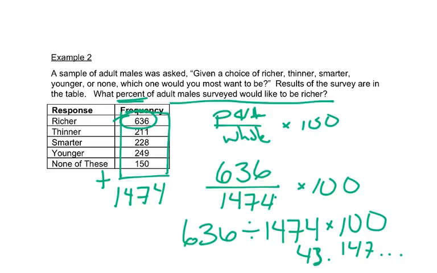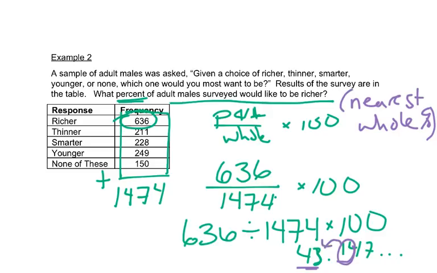Now, it will tell you in the directions when you do your homework and tests and quizzes what to round to, but let's say this should have said to the nearest whole percent. So the nearest whole is to look at the number after the decimal. It tells us to leave that the same, so we'd have 43%.